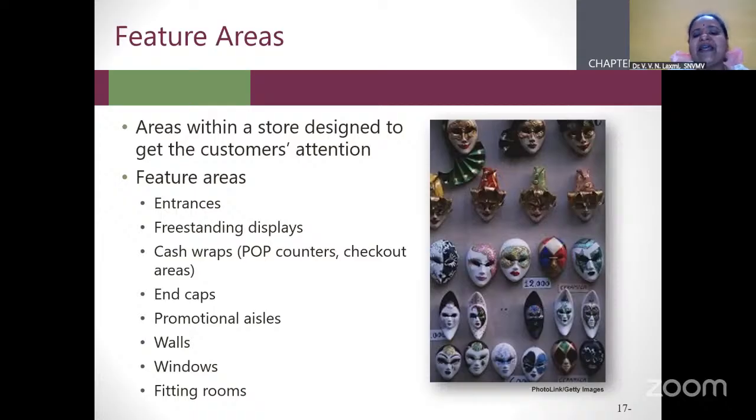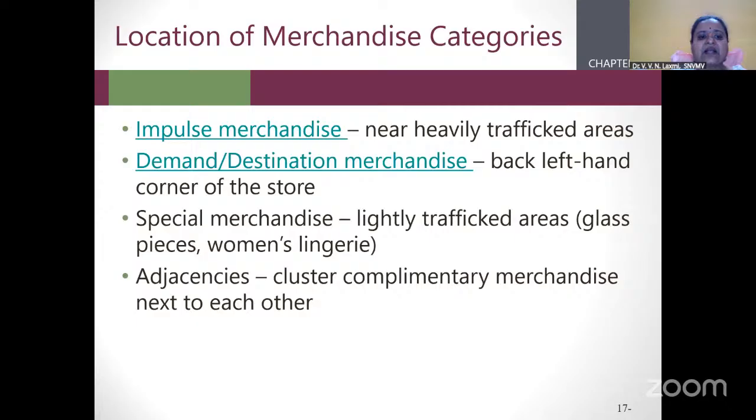Then the featured areas like entrances, freestanding displays, point of purchase counters, the endings of the store, promotional easels, walls, windows, and fitting rooms can be specially displayed with a lot of information. Then the location of the merchandise should motivate impulse purchase.